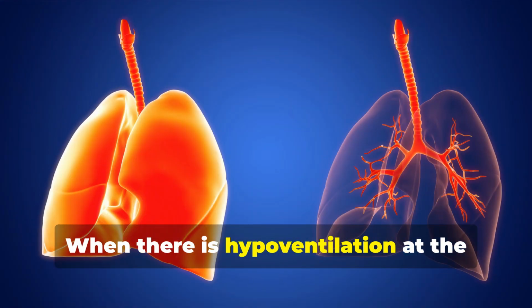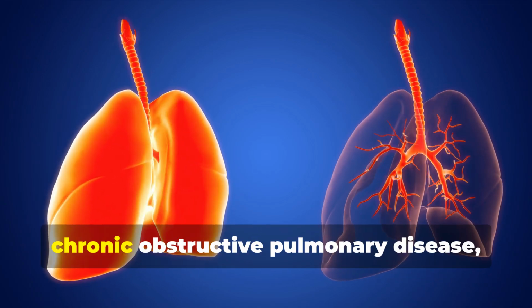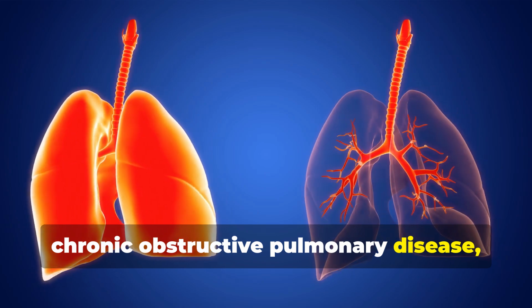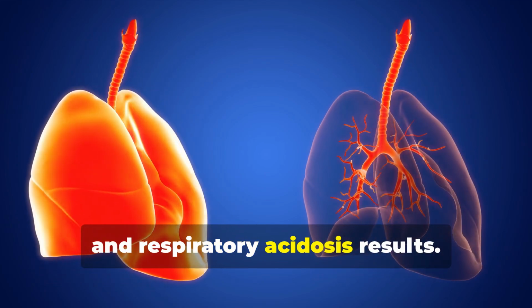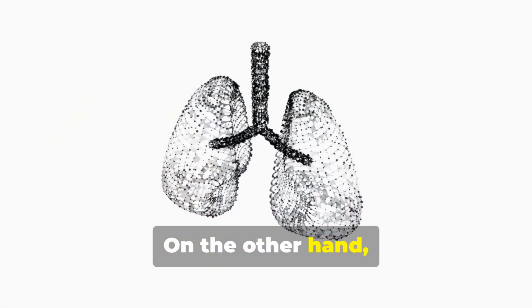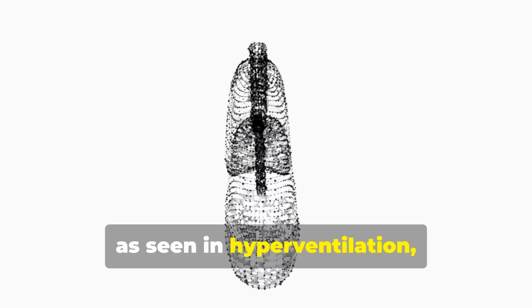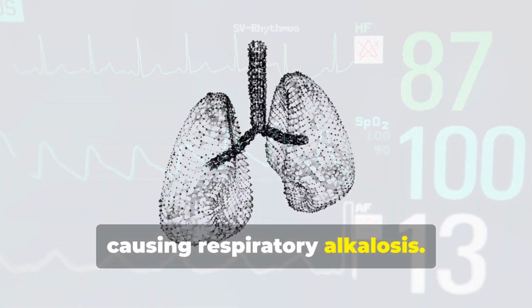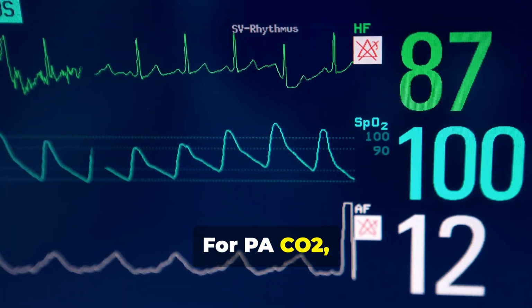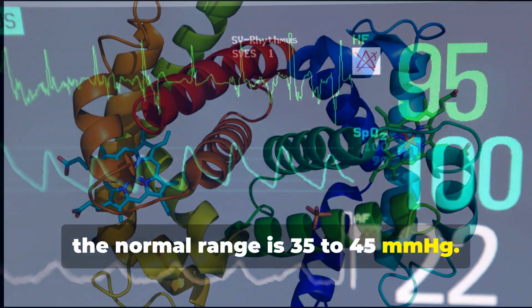When there is hypoventilation at the alveolar level, for example in COPD, chronic obstructive pulmonary disease, the PaCO2 is elevated, and respiratory acidosis results. On the other hand, when there is alveolar hyperventilation, as seen in hyperventilation, the PaCO2 is decreased, causing respiratory alkalosis. For PaCO2, the normal range is 35 to 45 mmHg.